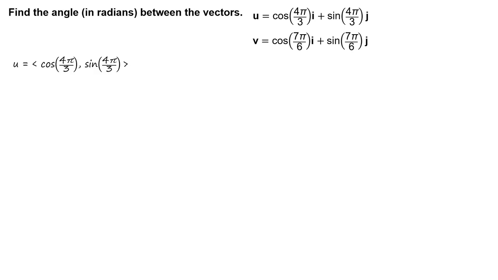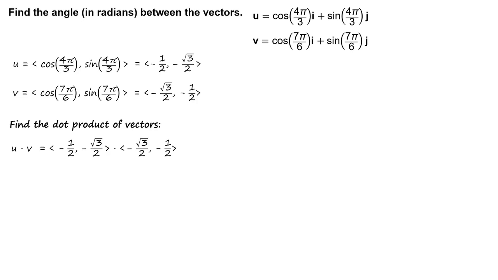So in rectangular form, vector u is equal to cosine of 4 pi divided by 3, sine of 4 pi divided by 3. But cosine of 4 pi divided by 3 is equal to negative 1/2, and sine of 4 pi divided by 3 is equal to the negative square root of 3 divided by 2. And when you write vector v in rectangular form, you have vector v is equal to cosine of 7 pi divided by 6, sine of 7 pi divided by 6. But cosine of 7 pi divided by 6 is equal to the negative square root of 3 divided by 2, and sine of 7 pi divided by 6 is equal to negative 1/2.